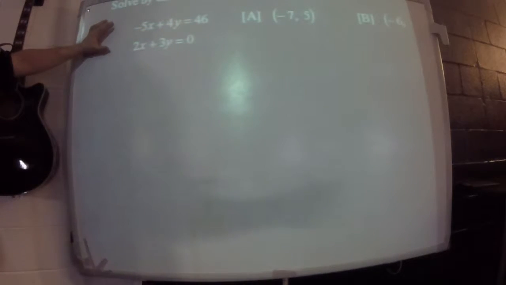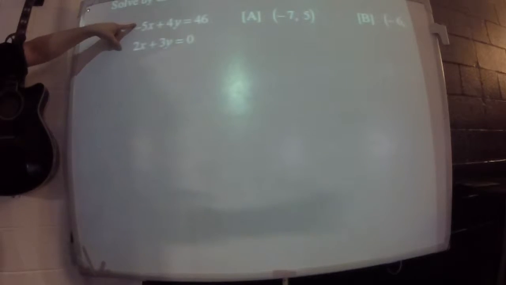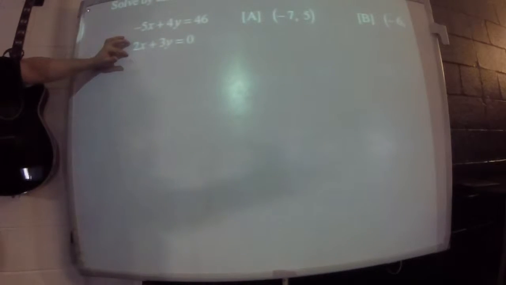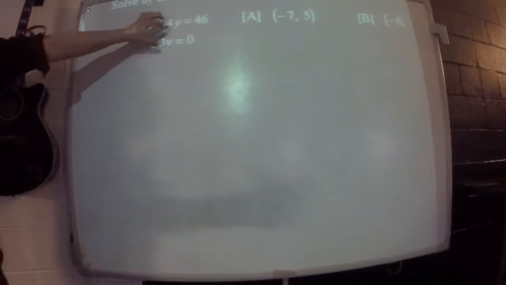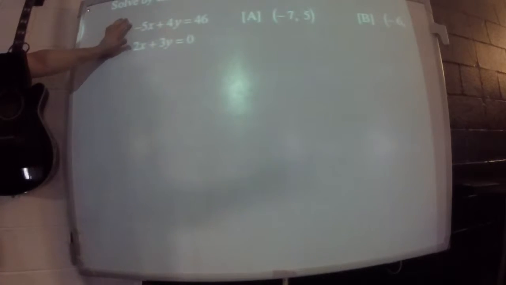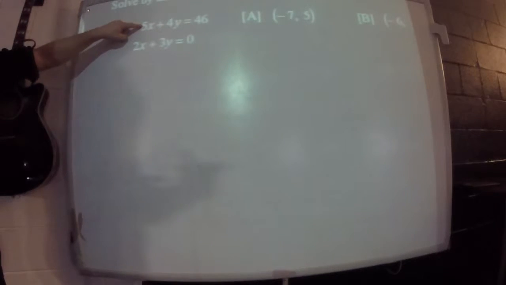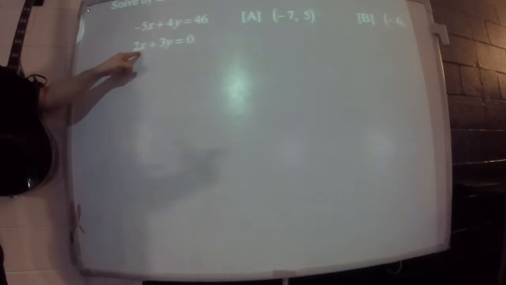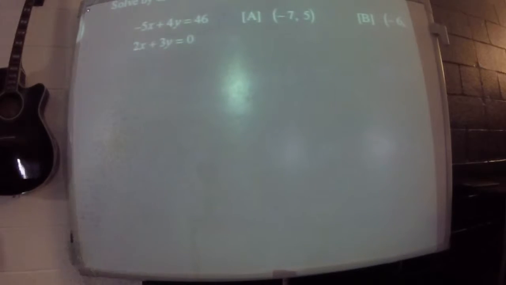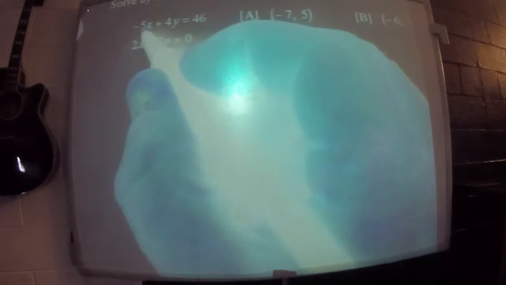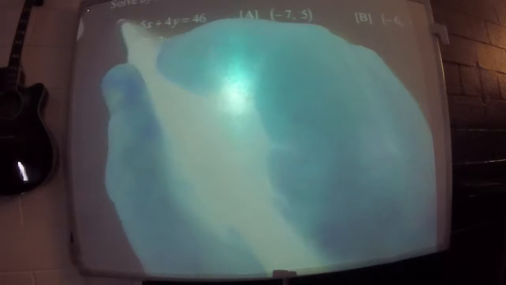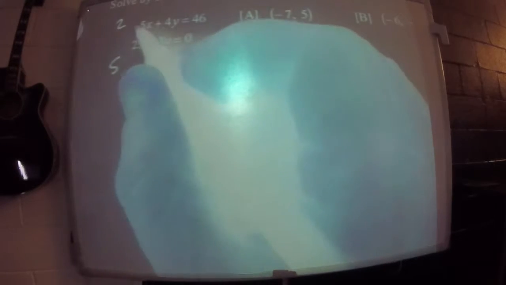Or, look at the x's. You can make both of these -10 and positive 10. And I would actually go with the x's. You could do the y's, but I would go with the x's because one of them's already negative. You got a negative and a positive. So let's just make this -10 and make this positive 10. So I would multiply the top one by what to make it -10? 5. Wait, 2. And the bottom one by 5.